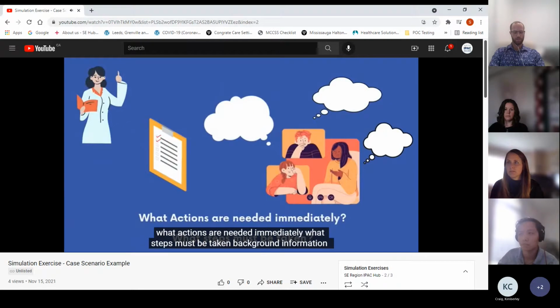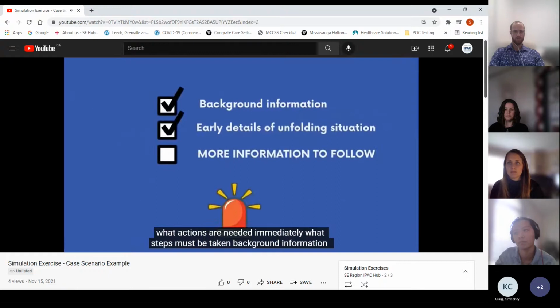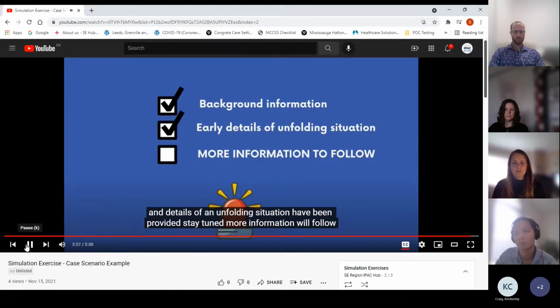What actions are needed immediately? What steps must be taken? Background information and details of an unfolding situation have been provided. Stay tuned, more information will follow.